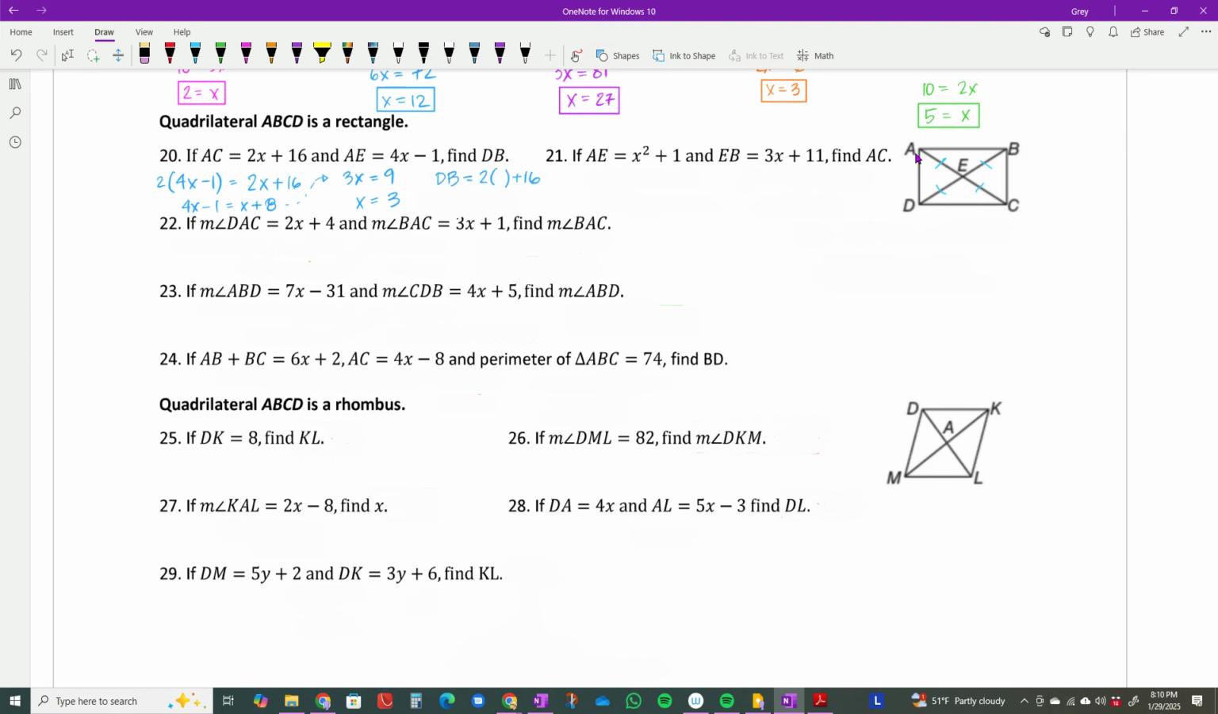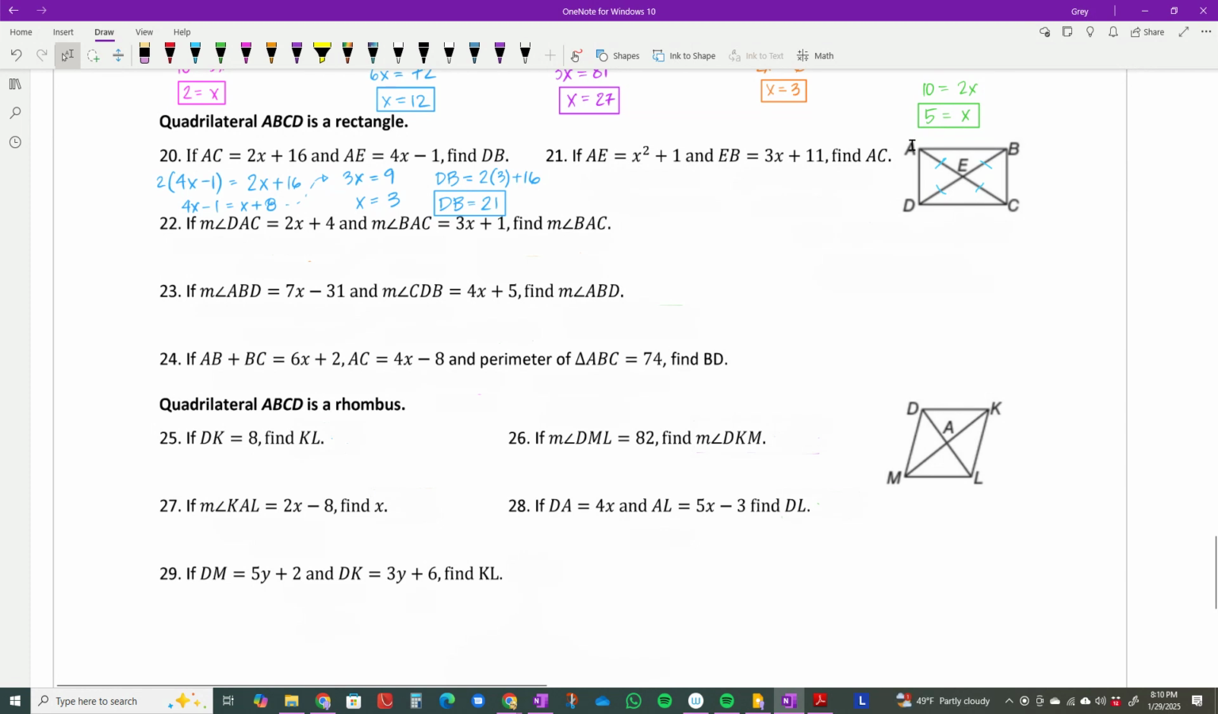So you really got to read the directions here. And of course, x we just found out was 3. So that means that DB is 21. Okay? So keep that in mind, y'all. You got to make sure, go back and always look back at what they're asking you in these problems, especially in Delta Math. Okay, 21.